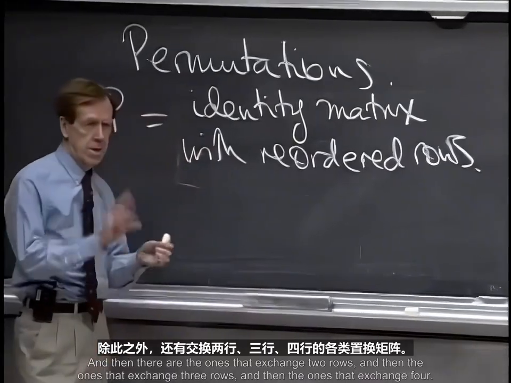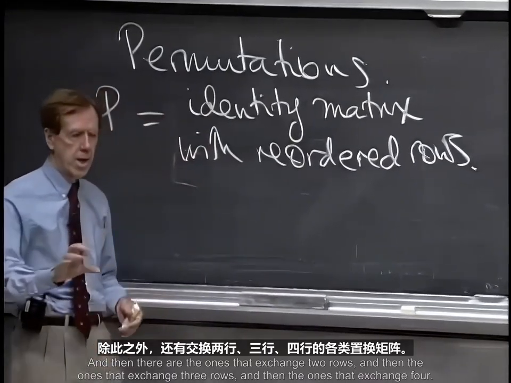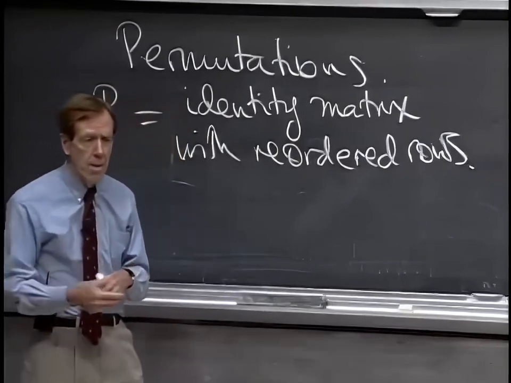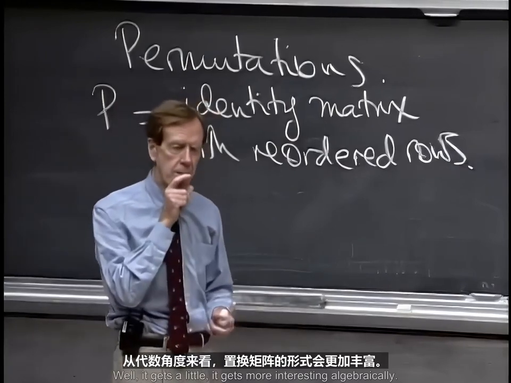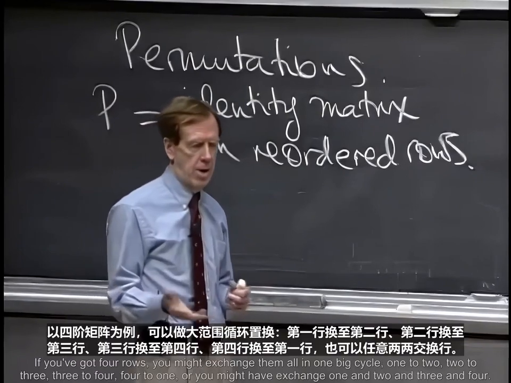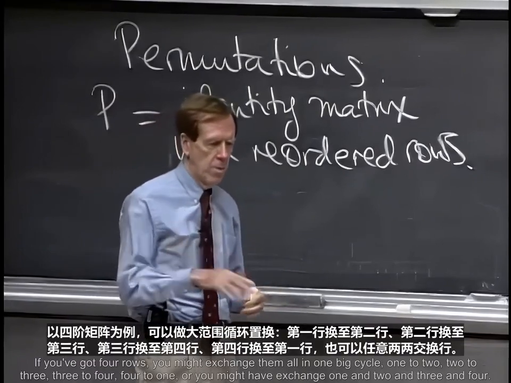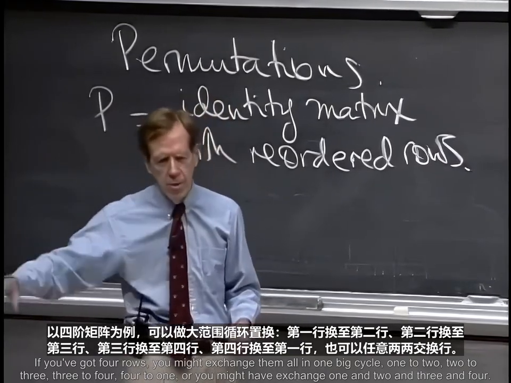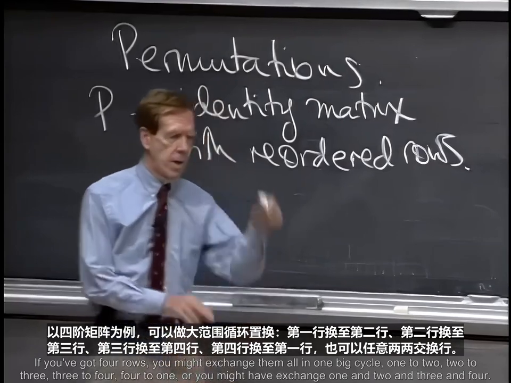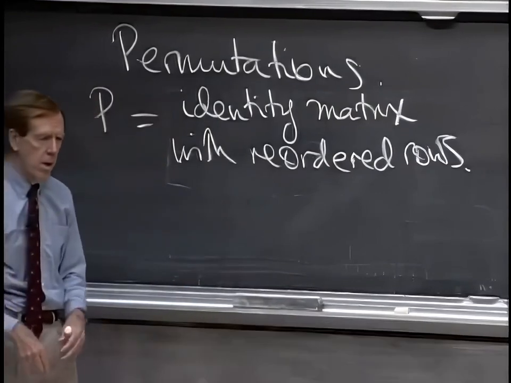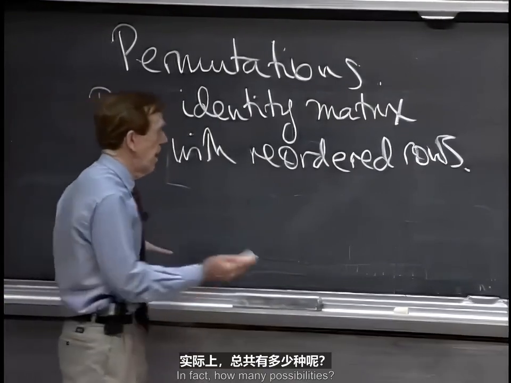And then there are the ones that exchange 2 rows, and then the ones that exchange 3 rows, and then the ones that exchange 4. Well, it gets more interesting algebraically. If you've got 4 rows, you might exchange them all in one big cycle, 1 to 2, 2 to 3, 3 to 4, 4 to 1. Or you might exchange 1 and 2 and 3 and 4. Lots of possibilities there. In fact, how many possibilities?